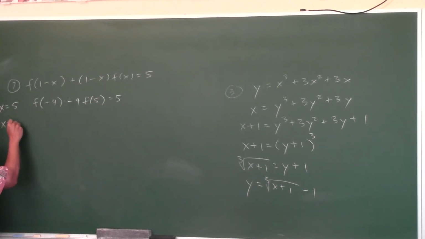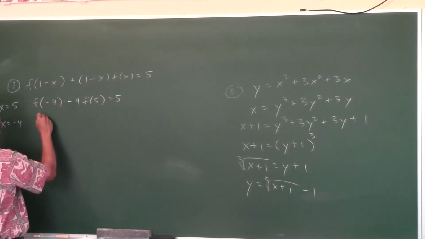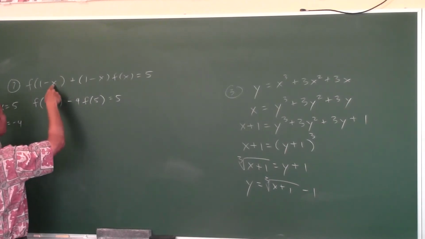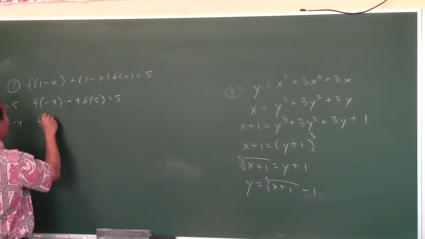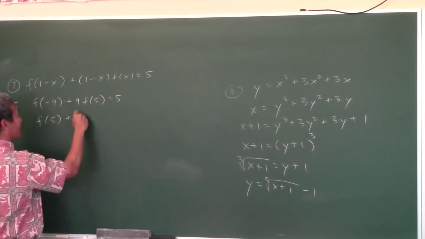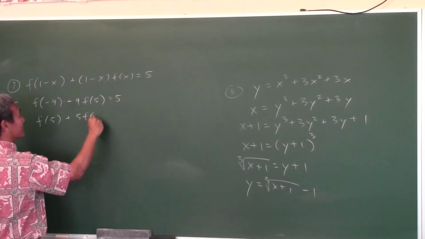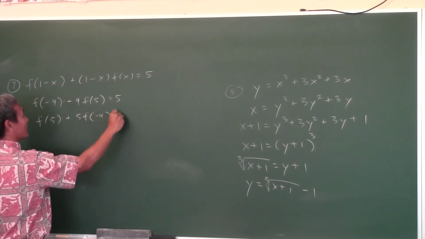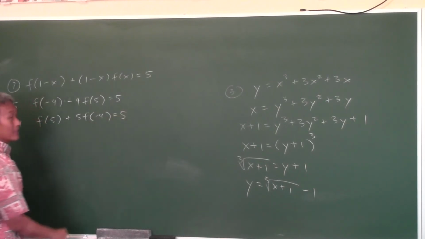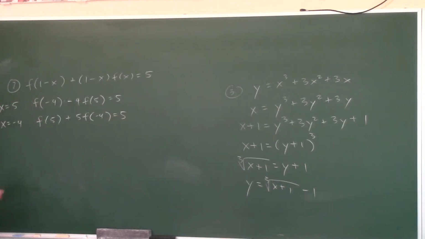Plug in negative 4 now, because then you'll get f of negative 4. So plug in negative 4 for x, and what are you going to get? Go, plug in negative 4. We cannot plug in a number? Go to your room. f of 5 plus 5 times f of negative 4 equals 5. All we're doing is plugging in numbers. That's how functions work, right? You plug in numbers. And then look, you got 2 equations, 2 variables, just solve it.